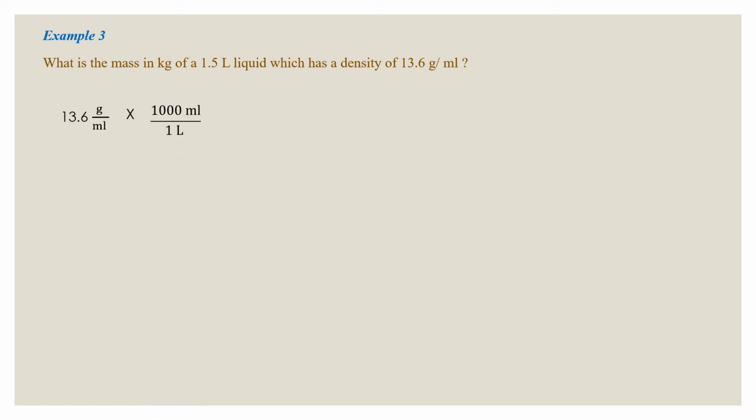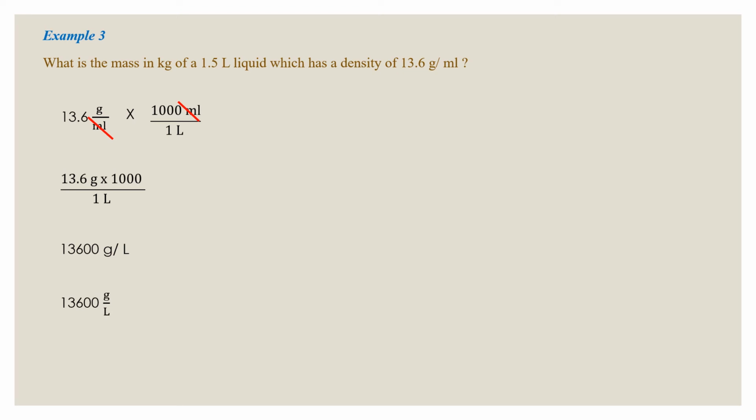So this is how it will be written. Now the 1000 milliliter as a numerator and the 1 liter as a denominator. When this is written like this, then the milliliter can cancel out. Let's simplify this and we get our intermediate answer as 13,600 grams per liter. So this is how we write it as 13,600 grams per liter.